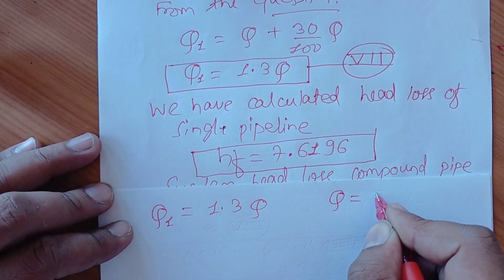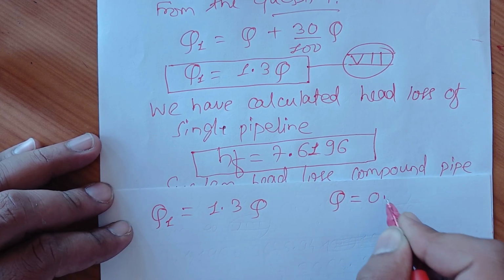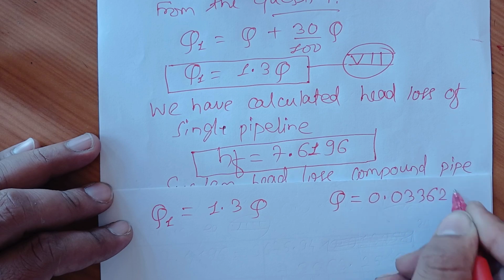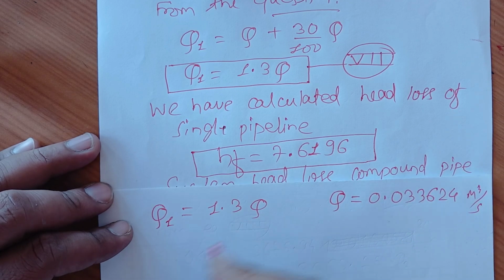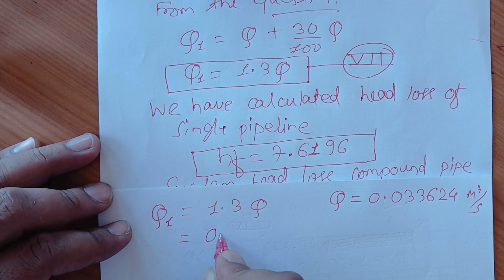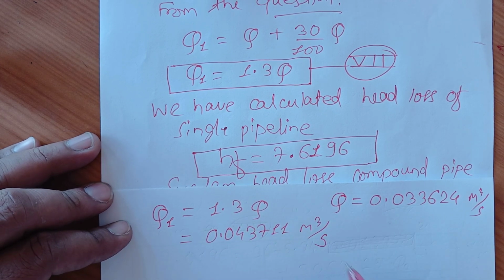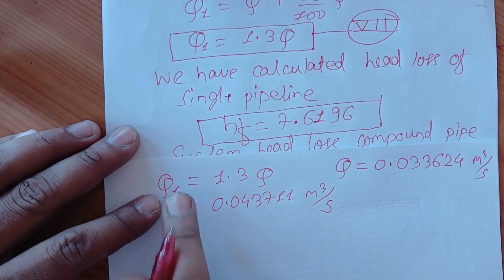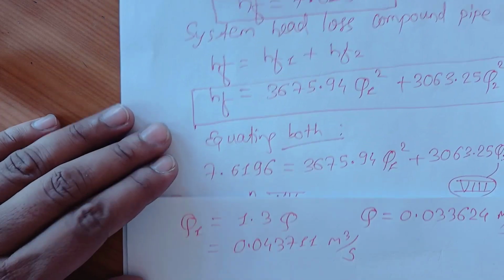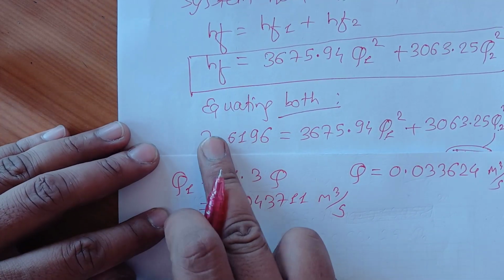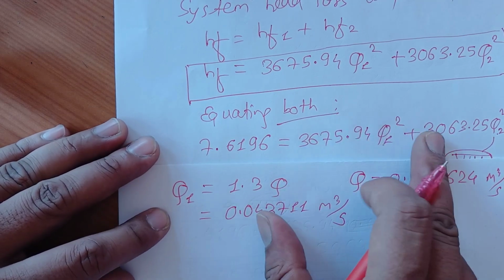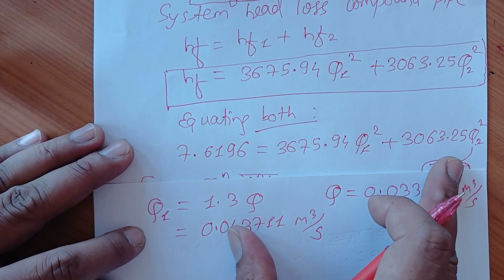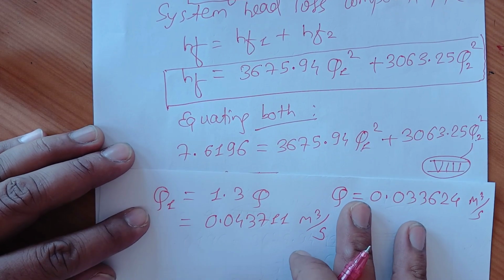We have found out Q in the single pipeline first case, that is 0.033624 meter cube per second. If you substitute over here, you are going to get Q1 as 0.043711 meter cube per second. Okay. So if you substitute this Q1 in this equation, you are going to get the value of Q2. Alright. So let's substitute this in this equation.